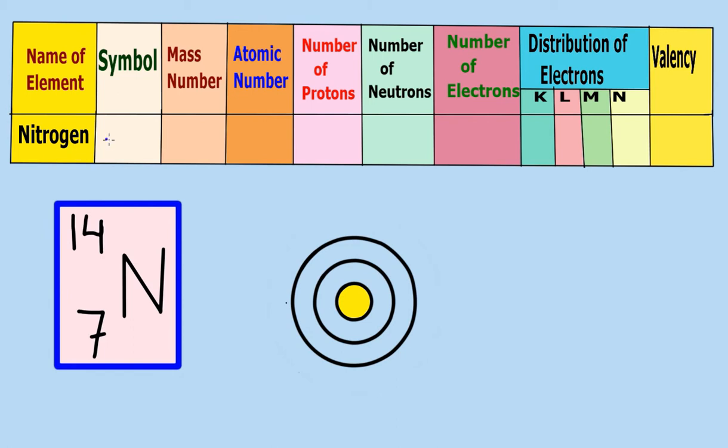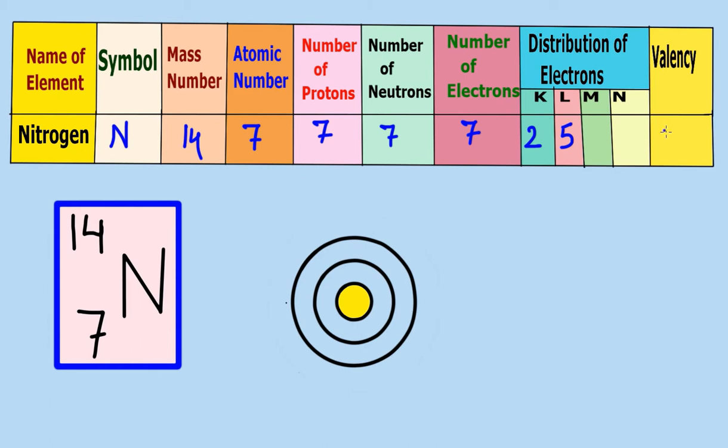Let's discuss nitrogen now. The symbol of nitrogen is capital N. Its mass number is 14. Its atomic number is 7. So number of protons 7, number of electrons 7. Number of neutrons is 14 minus 7, that is 7 neutrons are there. And how are electrons distributed? 2 electrons are in the K shell and 5 electrons are in the L shell.